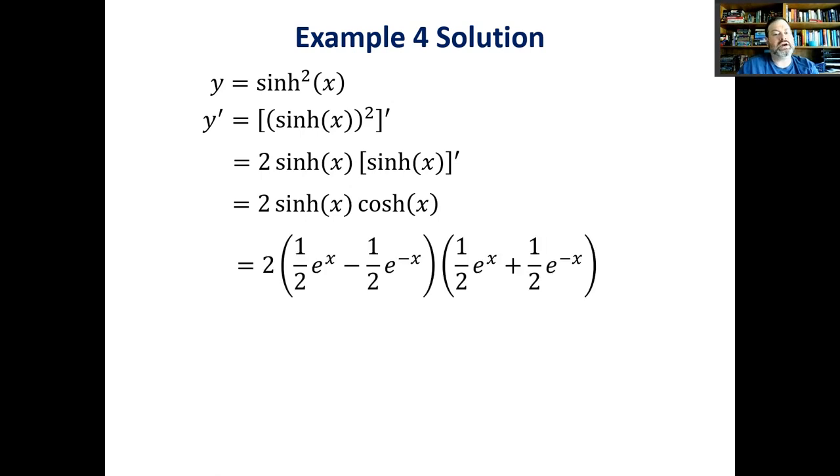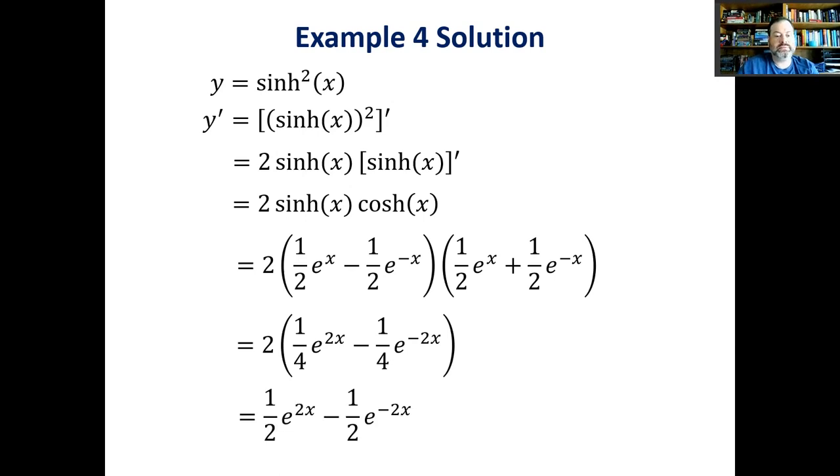Replace sinh and cosh with their definitions, distribute everything, and you end up with this. Distribute the 2, and this is just sinh of 2x. So this is actually a much more condensed way of writing this. And what we ended up doing is proving another identity. We've proved that this is equal to that.